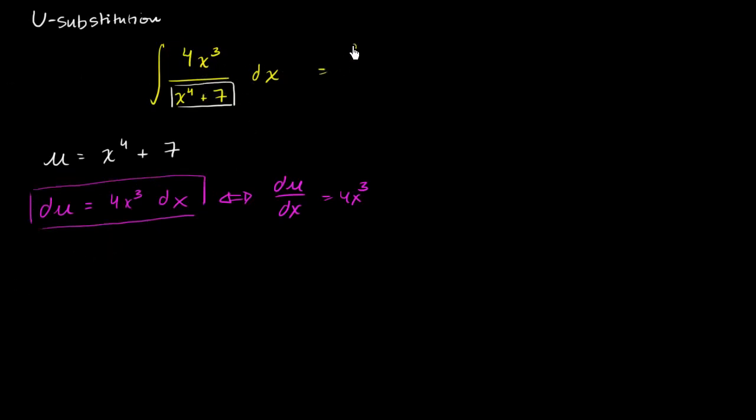And the reason why this is useful, and I'll just rewrite it up here so that it becomes pretty obvious: our original integral we can rewrite as 4x to the third dx over x to the fourth plus 7. And then it's pretty clear what's du and what's u. U, which we set to be equal to x to the fourth plus 7. And then du is equal to 4x to the third dx. We saw it right over here.